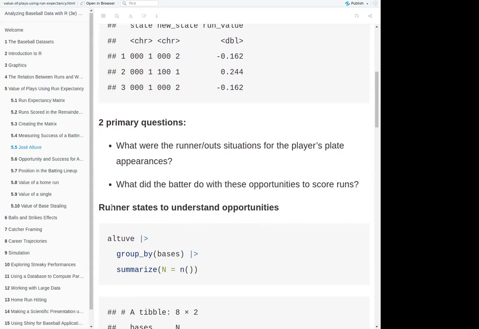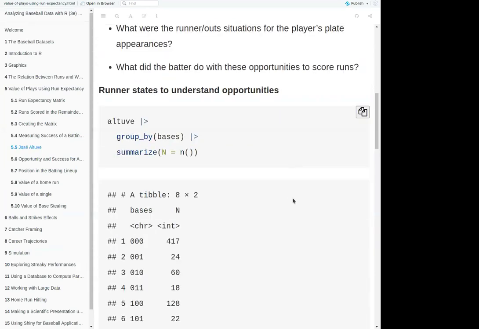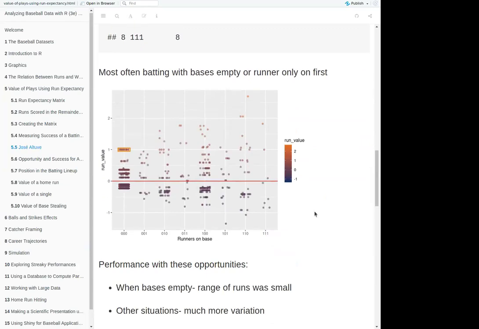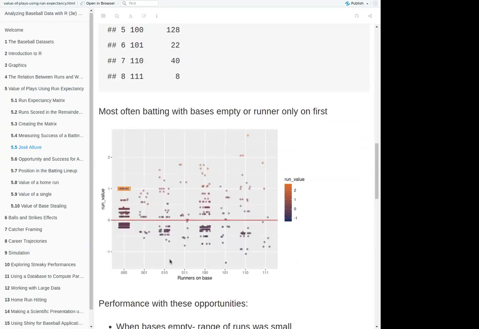So looking deeper into the runner states to understand opportunities, the book first outputs this table where we look at all of the different base states and the frequency of each of these occurrences. We can see most often the batting is with the bases empty or with a runner only on first. The book also made this nifty plot that I added color to, and because Jose Altuve was on the Houston Astros, I made it blue and orange in those colors.